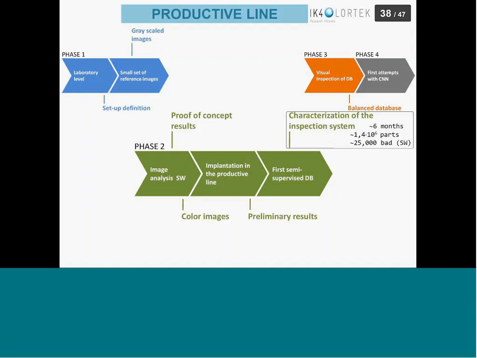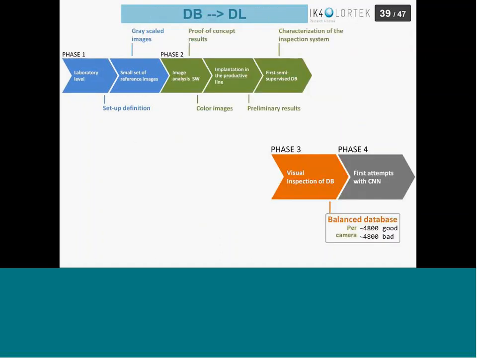With the aim of ensuring previous results, 6 months later, the data captured from the inspection system was retrieved and analyzed. During this time, the algorithm inspected nearly 1.5 million parts, from which 25,000 were discarded as defective. These were visually inspected one by one to determine the final feasibility of the algorithm. And finally, a balanced database of defective and correct parts was created. This was used to train deep learning models.